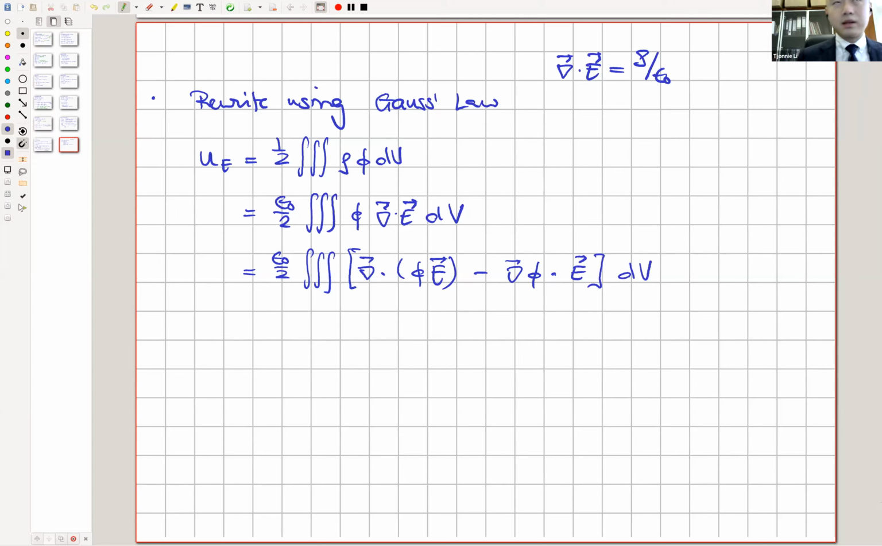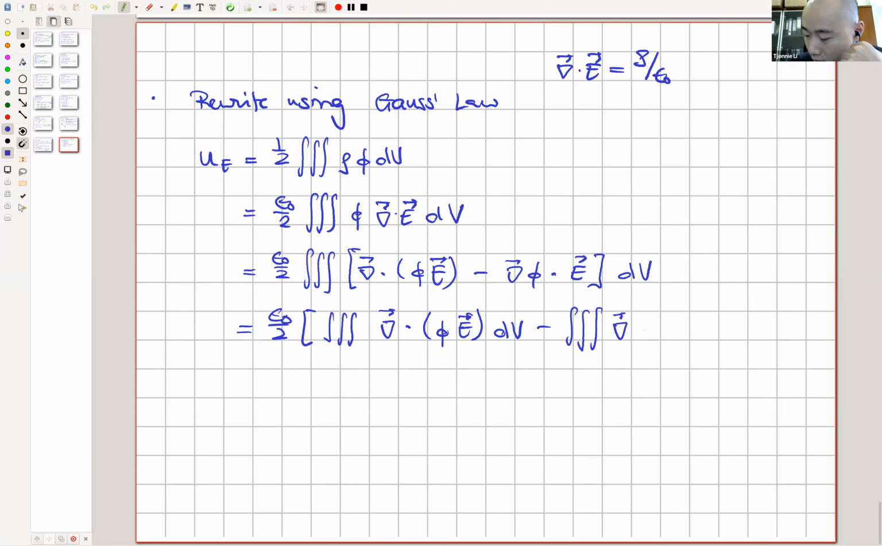Now, the first part of this integral is something that hopefully we start to recognize, and it turns out that we can make this vanish. So let's consider the first part of this integral. Let's split the two integrals up. So this is a half epsilon naught, and I do this triple integral of the divergence of phi E dV minus the integral of the gradient of phi dotted with E, again dV.